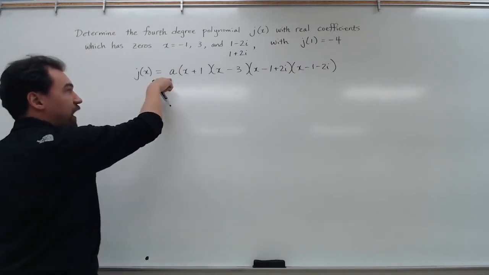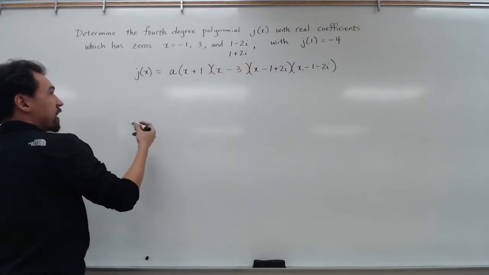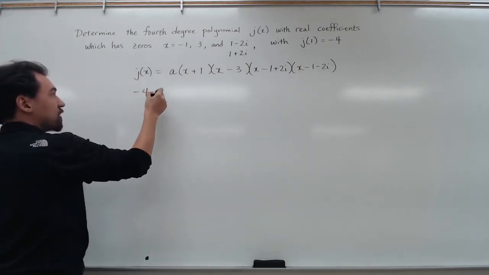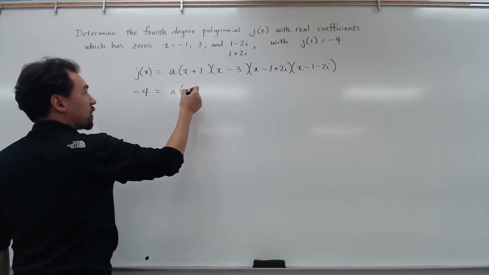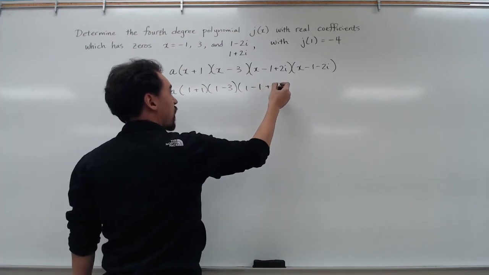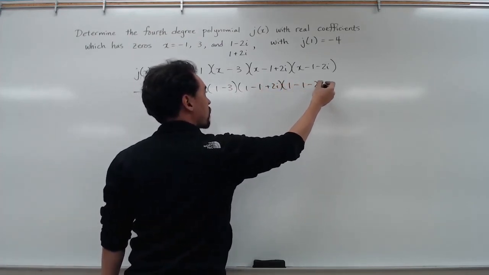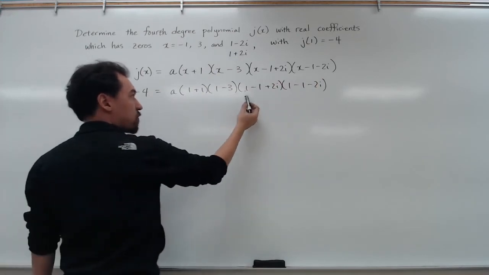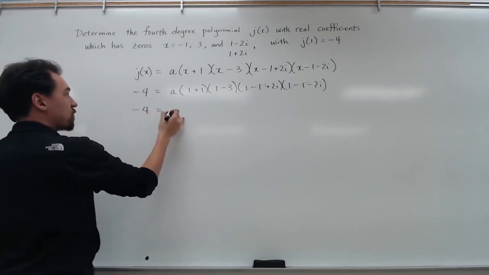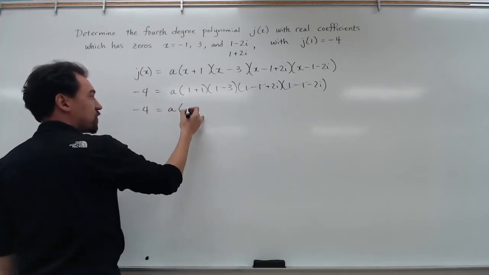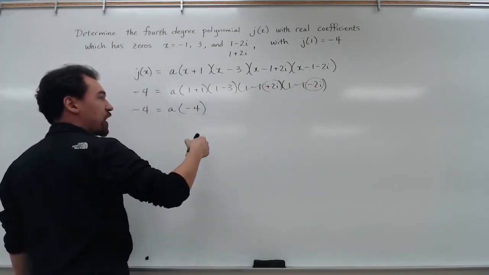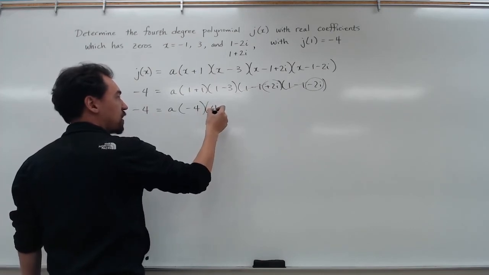And all we have to do now is find a. So we're going to use that information by saying if I plug in 1 for all the x's, then I should get -4 on this side. So I should get a times 1 plus 1, 1 minus 3, 1 minus 1 plus 2i, and 1 minus 1 minus 2i. Now, the setup is not so bad because 1 minus 1 just cancels itself out. So we really have -4 is equal to a times, this is 2 times -2 is -4. And here I have 2i times -2i, which is -4i squared, aka positive 4.